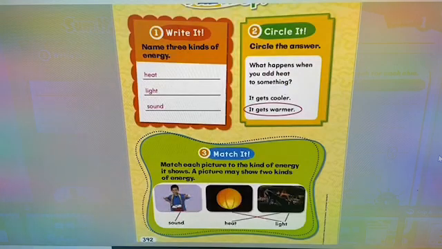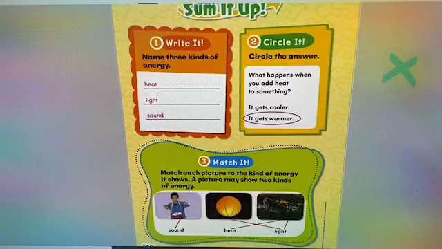So, 3 kinds of energy. Definitely we know heat, light, and sound. Excellent, boys. If you got it right, put a big star next to your answers. You deserve it. Now, circle the answer. What happens when you add heat to something? Definitely it gets warmer. When you take away heat, it gets cooler. Remember, adding and subtracting. Adding gives you more heat, but subtracting gives you cold.